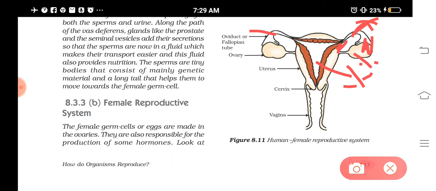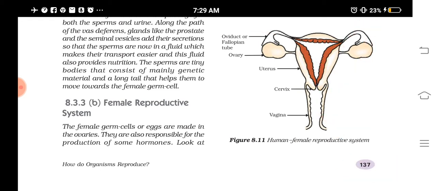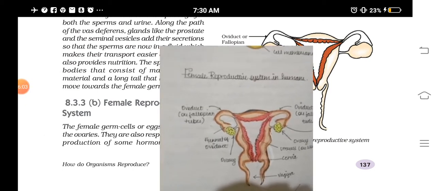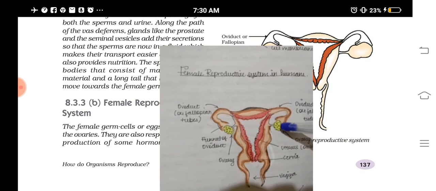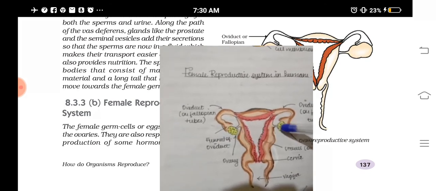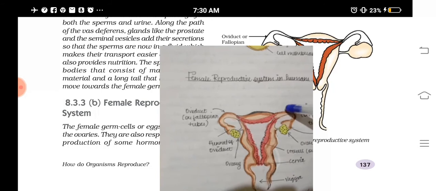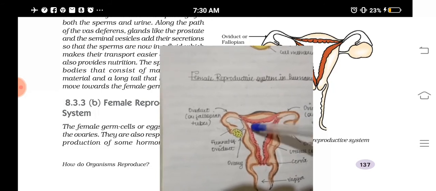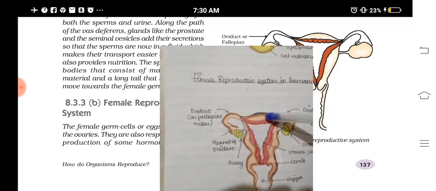Then you can see that the uterus is connected through a small narrow opening. This narrow opening of the uterus is known as cervix. And the cervix is connected to another tube known as vagina. Understood? So these are the parts of female reproductive system: a pair of ovaries, then oviduct which is placed above the ovary, and it is connected to a bag like structure known as what? Uterus.